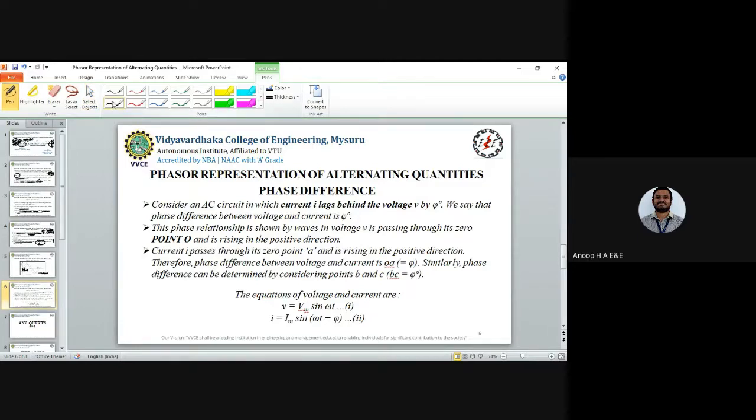So here we'll have an example where we consider the voltage as the reference. V is equal to Vm sine omega t, and I would be equal to Im sine of omega t minus phi. So we have the concept of phase lag and phase lead. Once I have the minus sign, the current is said to be lagging the voltage by an angle of phi. The phase difference is phi, and we call that term lagging in nature.